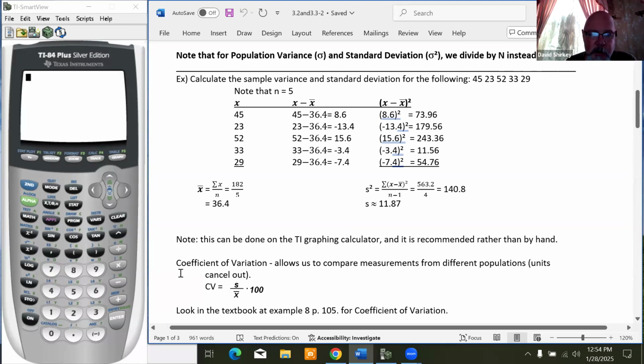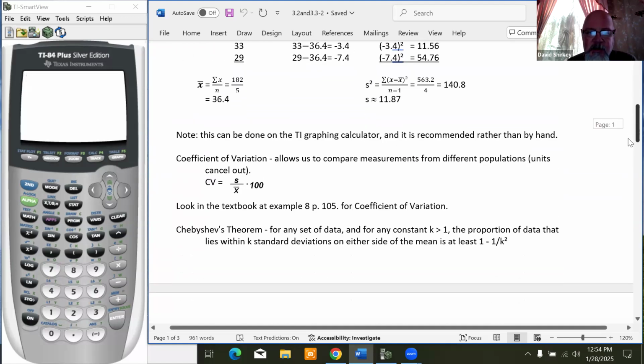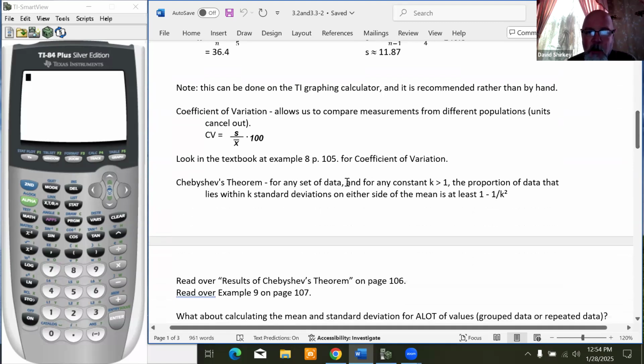All right, the next thing you need to be able to calculate here is something called the coefficient of variation, and it allows us to compare measurements from different populations. The units actually cancel out, like inches in the top, inches in the bottom, they cancel out. Here's the formula for that: coefficient of variation equals sample standard deviation divided by x bar, times 100, which gets rid of the decimal point. I would recommend that you look in the textbook at example 8 on page 105 for the coefficient of variation.